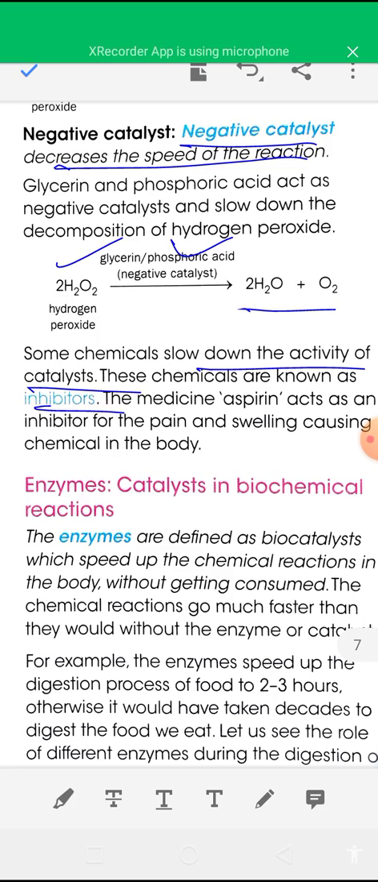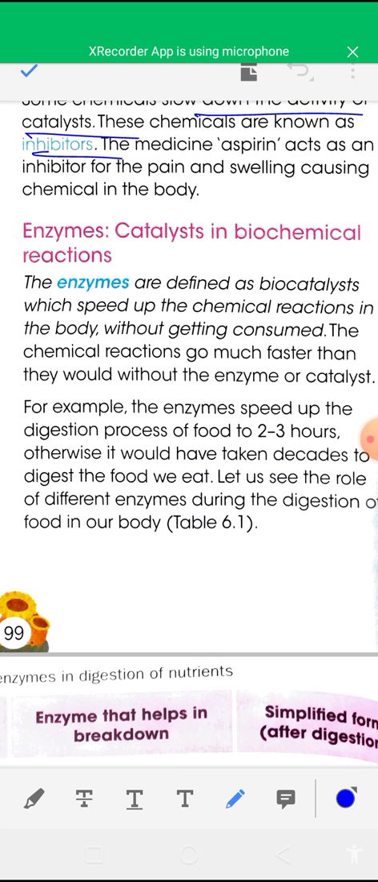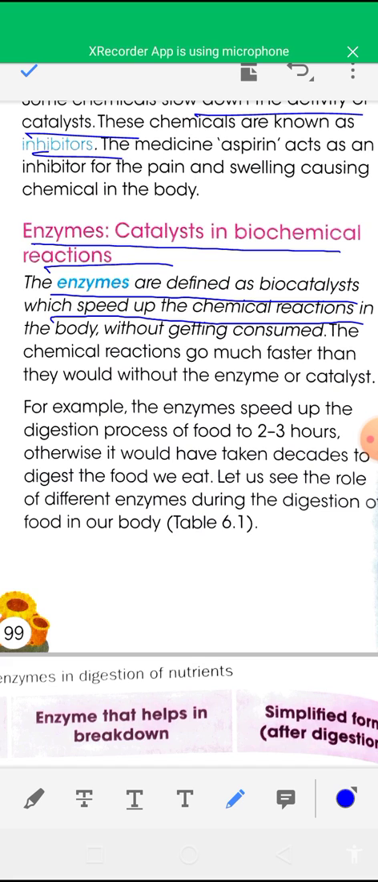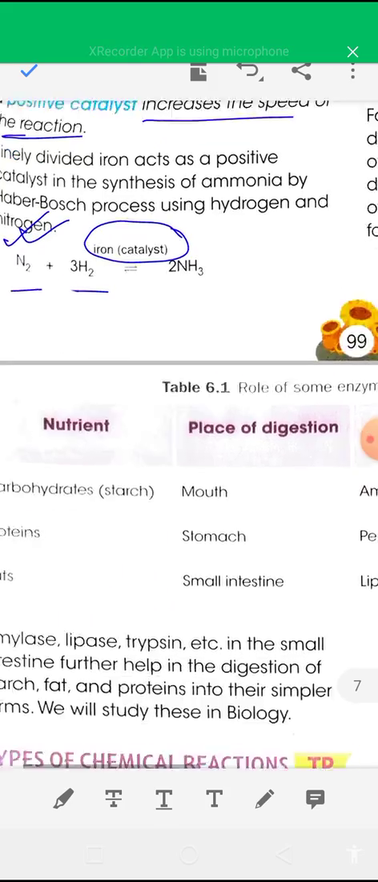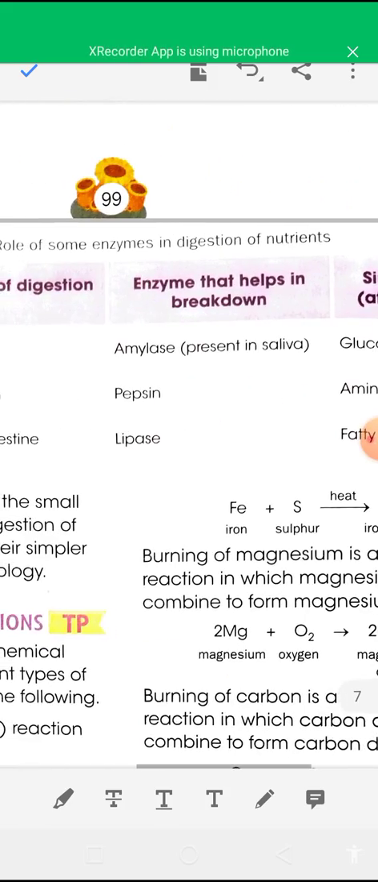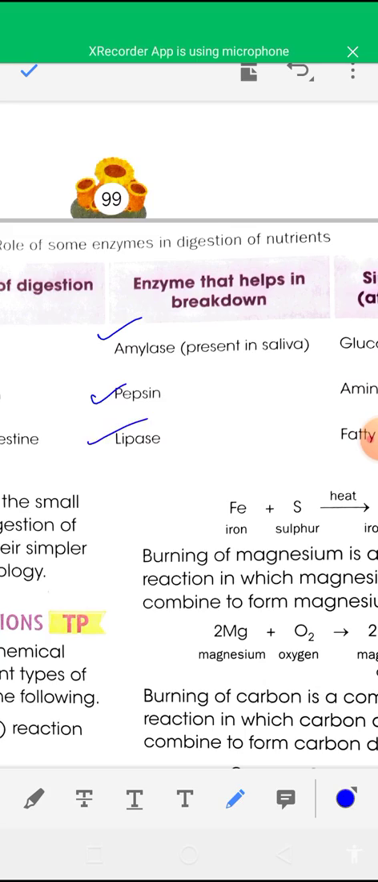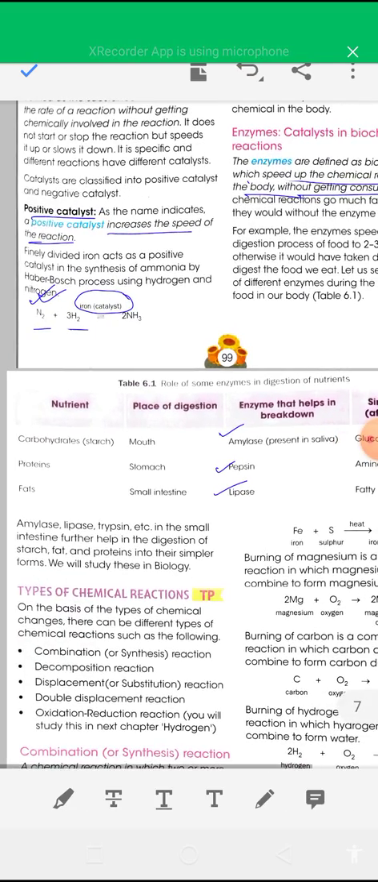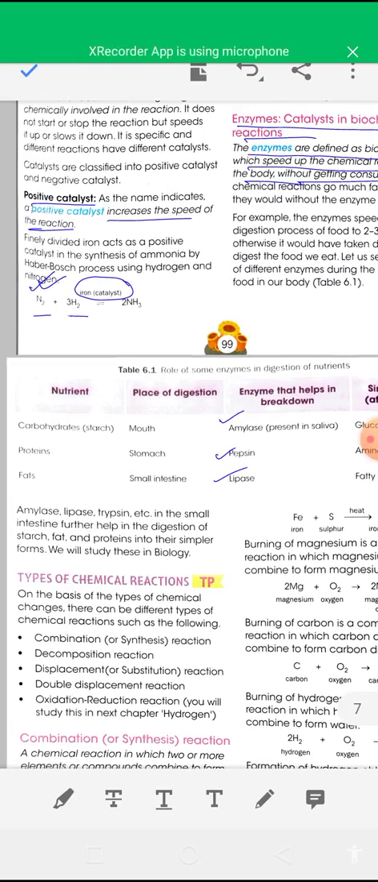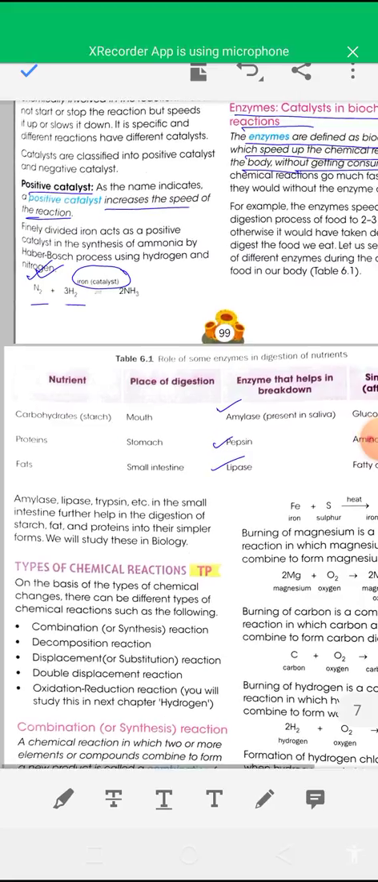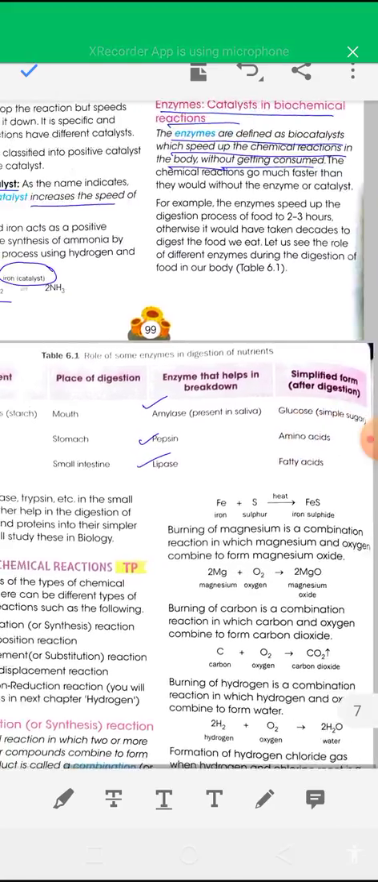And enzymes are biocatalysts similar to catalysts. Biocatalysts are catalysts produced in our body. Enzymes are defined as biocatalysts which speed up chemical reactions in the body without getting consumed. There are many biocatalysts, also called enzymes, like amylase, pepsin, lipase. Amylase converts carbohydrate to glucose. Pepsin converts protein into amino acid, and lipase converts fat to fatty acid.